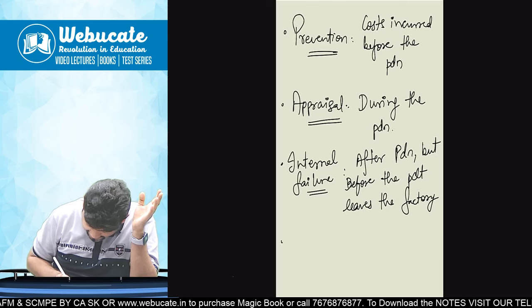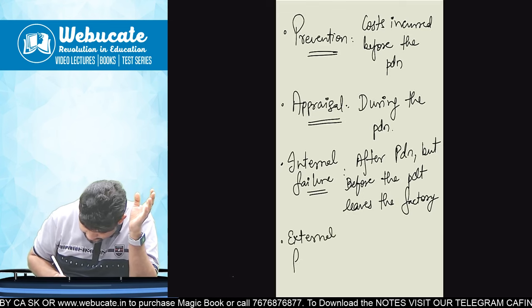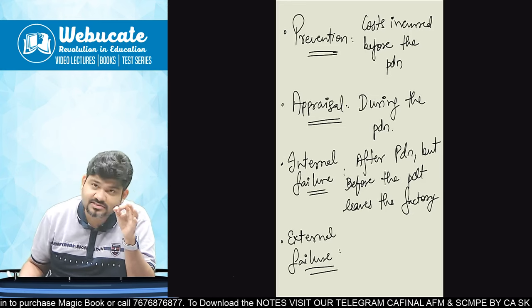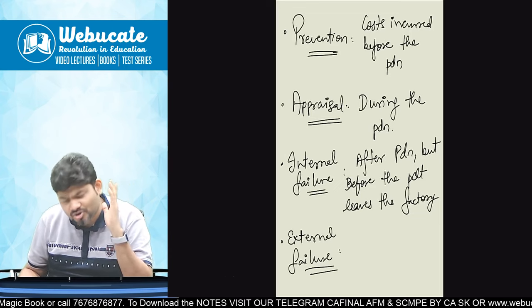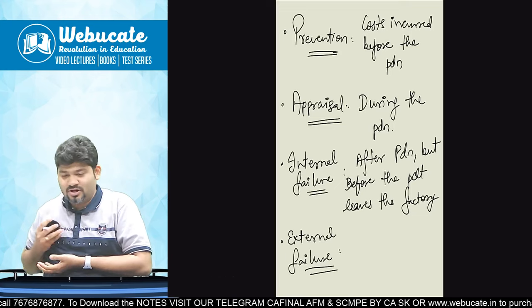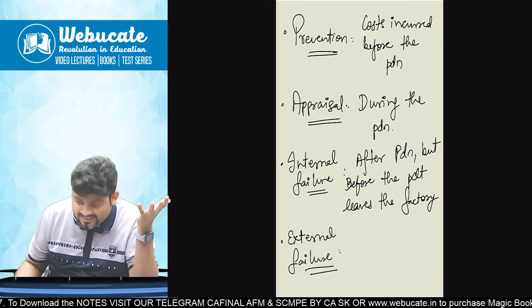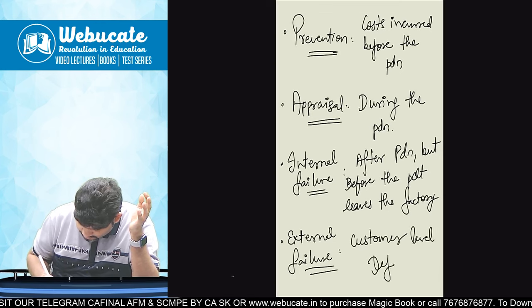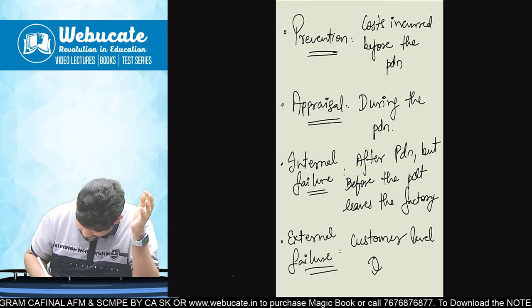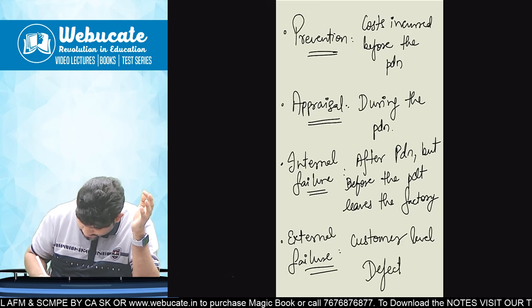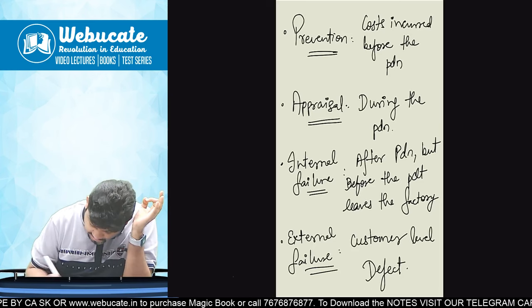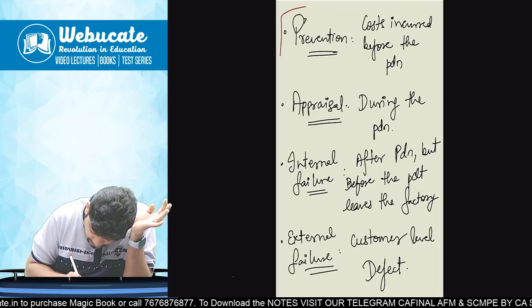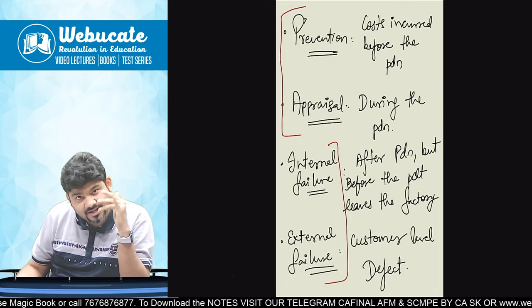and finally we will have the external failure. Which is customer level defect. Goods are out of the factory, gone to the customer. Customer says, oh, this is not good. Return it back. The warranties and the guarantees and all of that is external failure. Customer level defect. Are we clear, everybody? Prevention, appraisal, internal failure, external failure. If focus is properly on prevention and appraisal, automatically internal failure, external failure will go down.